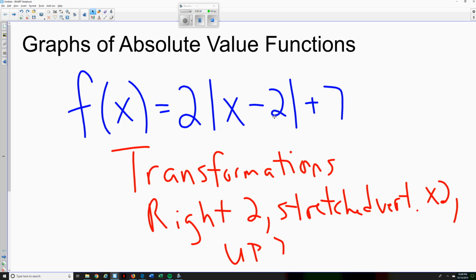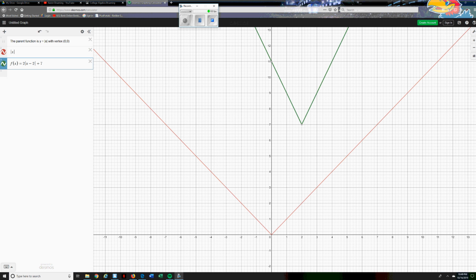From right here, x minus 2, we know it goes right 2. Remember, it acts opposite when it's inside the parentheses with the x. This 2 right here means we stretched it vertically, times 2, and it's up 7. All right, well, let's look at how we see those transformations on the graph.